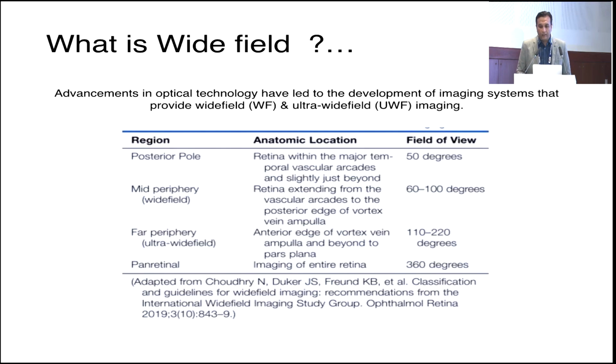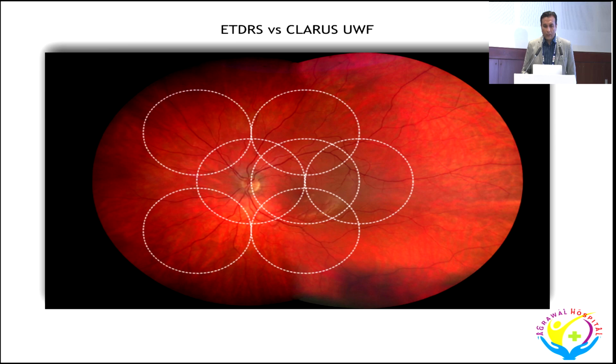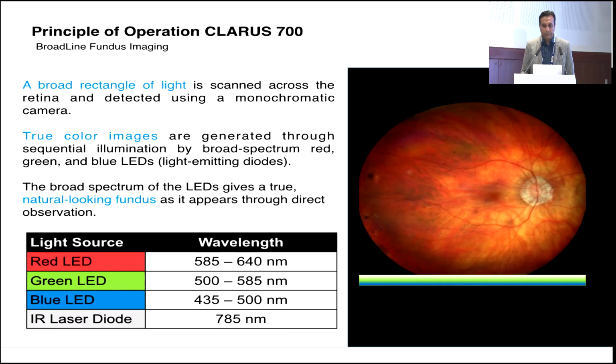Pan-retinal, that is 360 degrees, is still in the making, and right now no machine can capture the image of an entire retina. So this is the UWF of the Clarus I use, and these white circles are the ETDRS, that is 75 degrees, and you can imagine how much area we were missing previously, even after montaging.